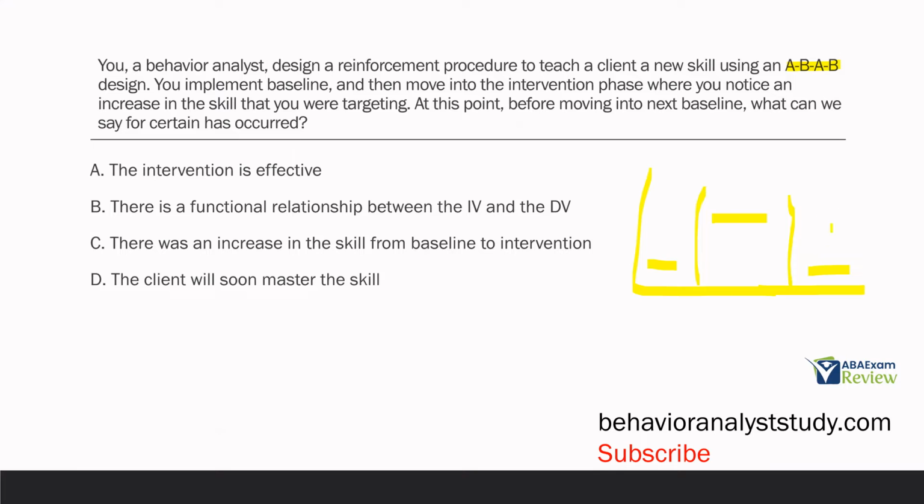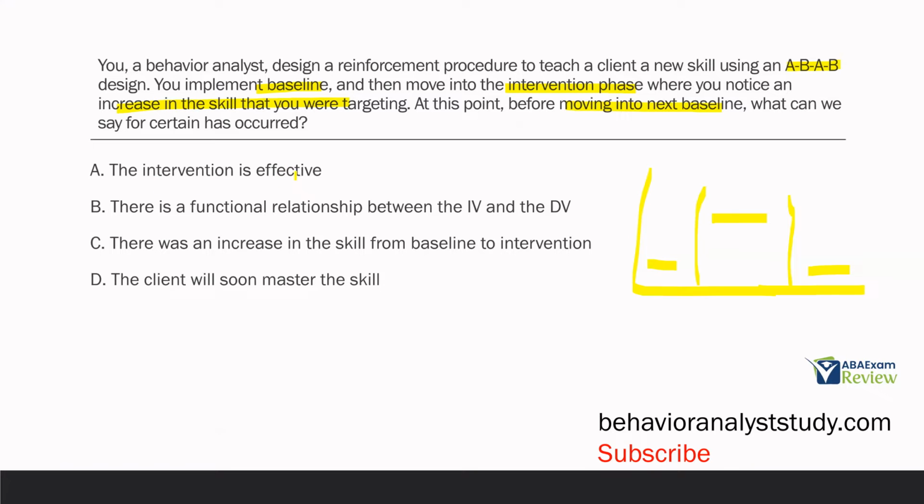Now, what happens if we don't have the reversal phase as in this question? Because here you've only done baseline and you've only done intervention. So we don't have that reversal. Without the reversal, we can't, with reasonable certainty, say we have a functional relationship just yet, because there are too many other factors that could have influenced the behavior change. So, if we go from baseline to intervention and we see an increase in the skill, what can we say for certain if we haven't moved into the next baseline?